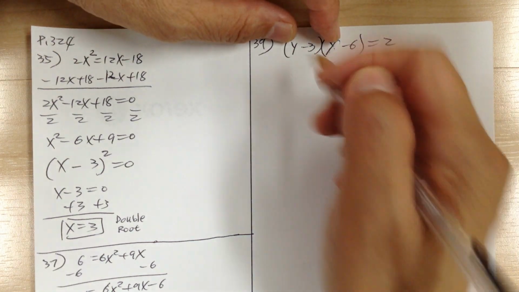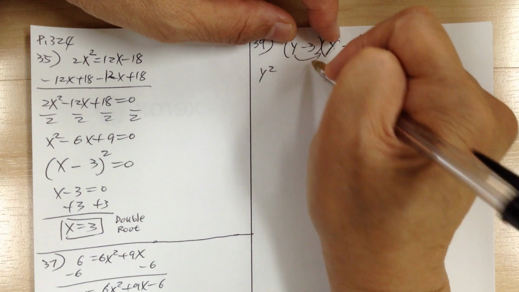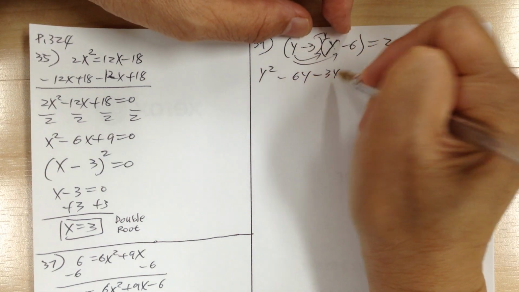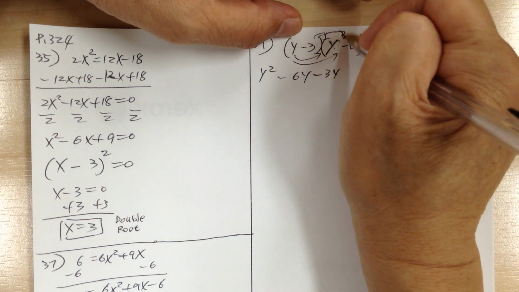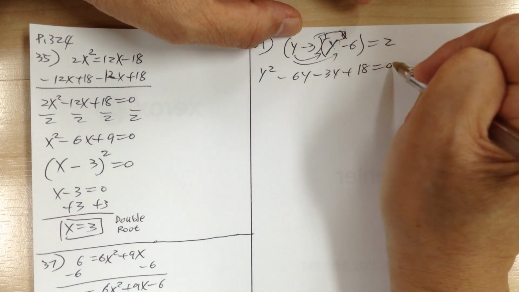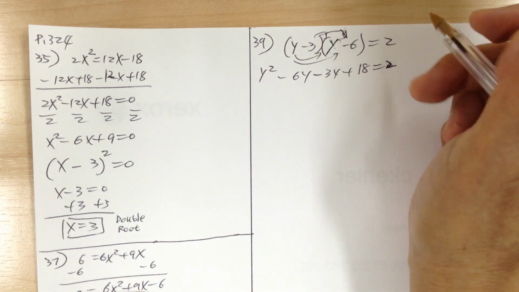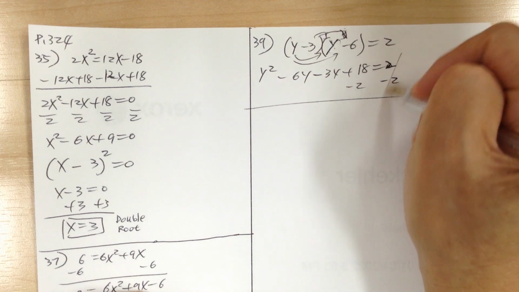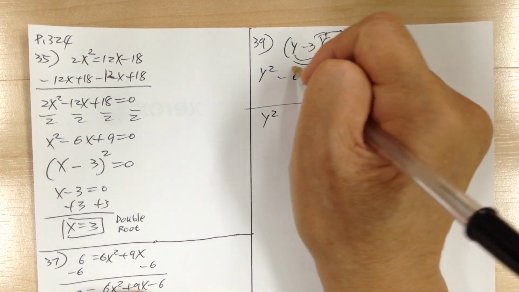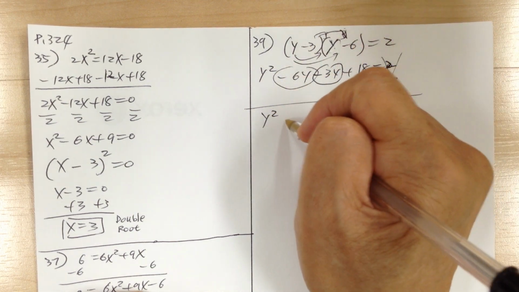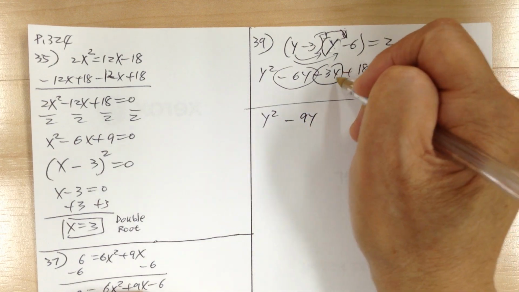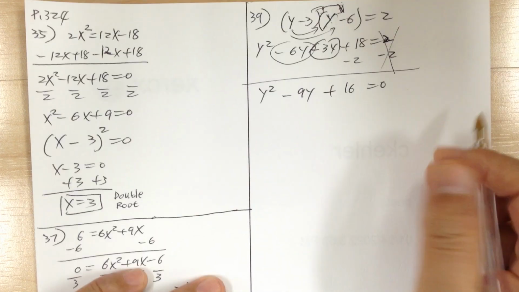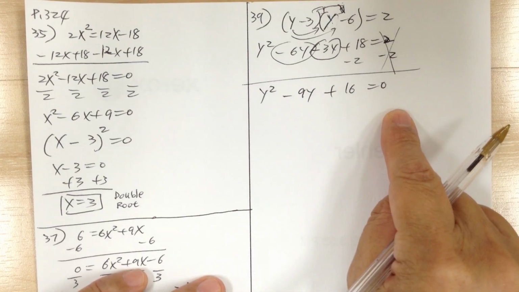So that's going to multiply, so you're going to get y squared minus 6y minus 3y plus 18 equal to 2. Then I'm going to minus 2 on both sides so that this will cancel out. Now I'm going to combine the like terms. So I get y squared minus 9y, and this over here will give me plus 16 equal to 0. So you have to have it equal to 0 before you can do factoring.